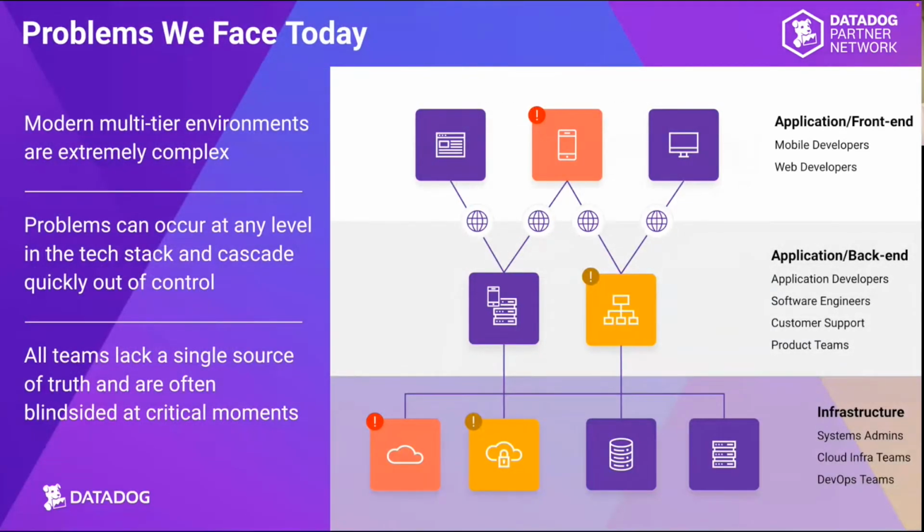From now on, I'd like to talk a little bit about why Datadog. So modern applications are built with a multi-tier, service-oriented architecture. So problems that affect end users can occur at any level in your tech stack. Those problems need to be caught before issues cascade and become critical.